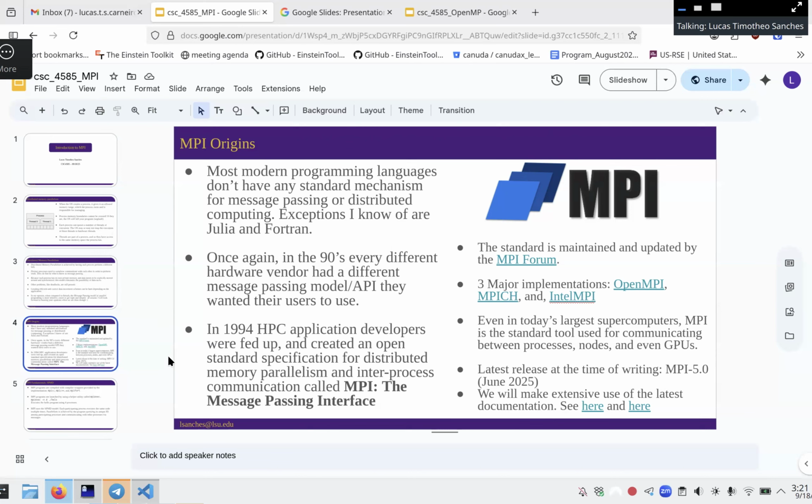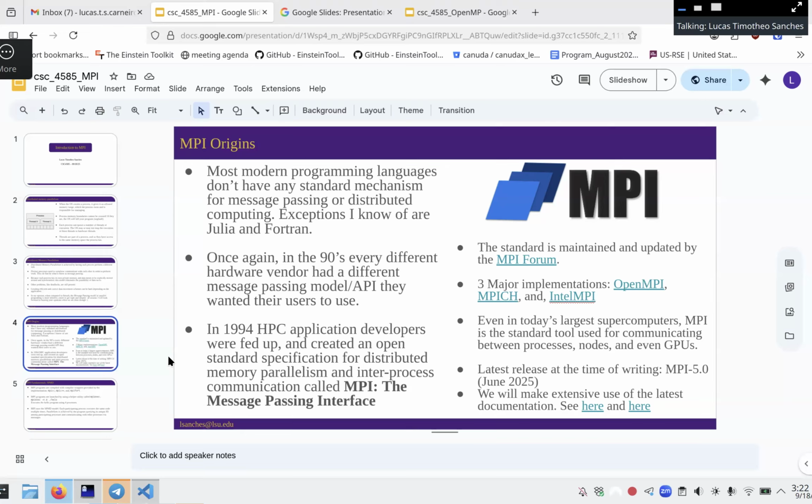Until in 94, people came together and created the MPI standard. MPI stands for the Message Passing Interface. So again, it's a big book of rules, it's a specification. It tells you what you need to do and defines what a message is, how you communicate with other processes, how you pass messages, what you expect when you pass messages around, and so on.